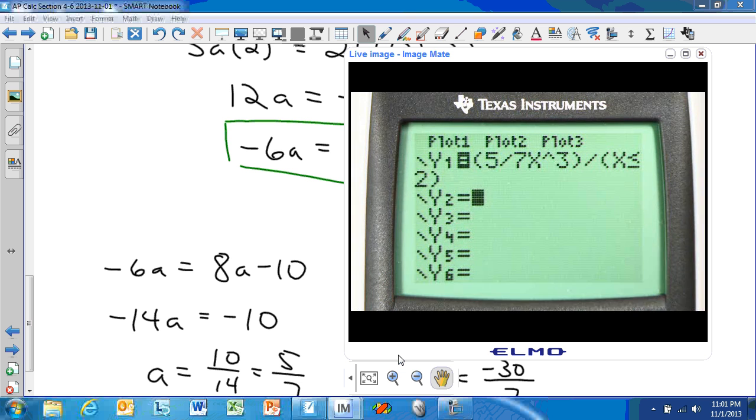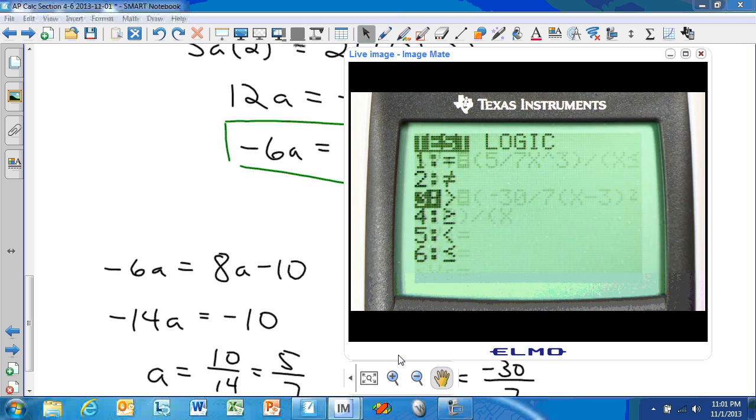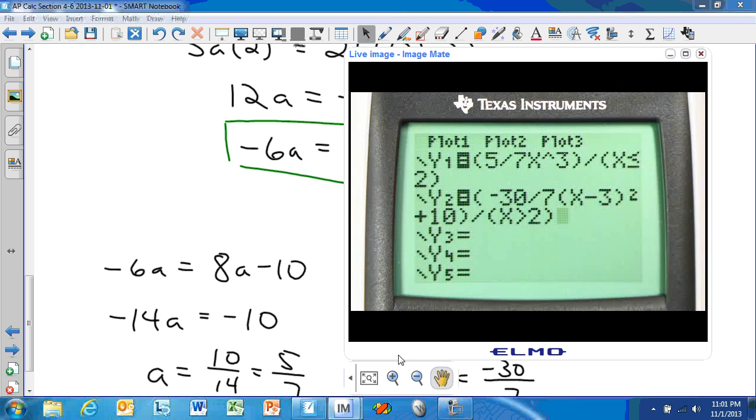And then for the other half, we found out that the value of b was negative 30 over 7. And that's times x minus 3 squared plus 10. And again, divide that by its domain here. And that was x is greater than 2. Okay, so there's our equation.